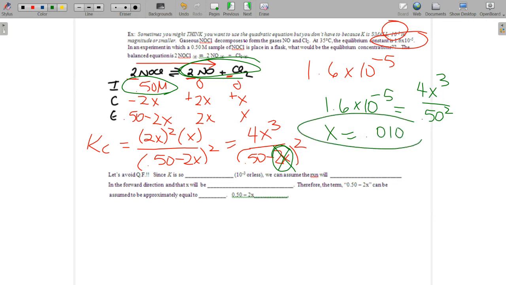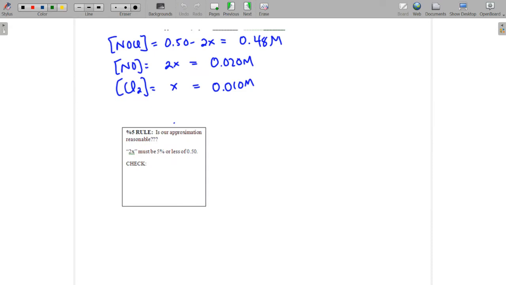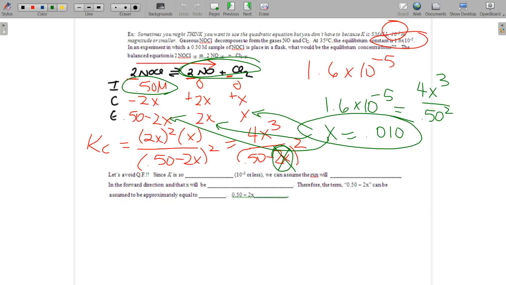Now you can plug that 0.010 in there. And here's the kicker. You've got to plug it back in there now that you know. So your final answer for those questions are that 0.50 minus 2x is 0.48, 2x is 0.020, and x is 0.010. Now, going back, that's the answer.